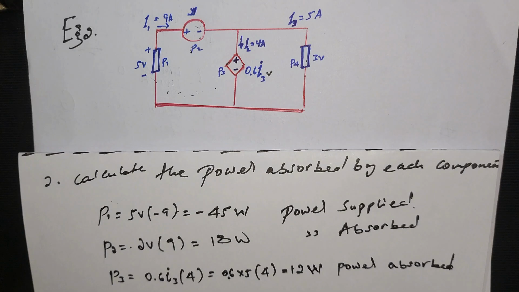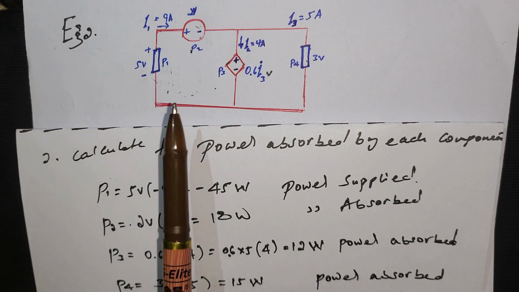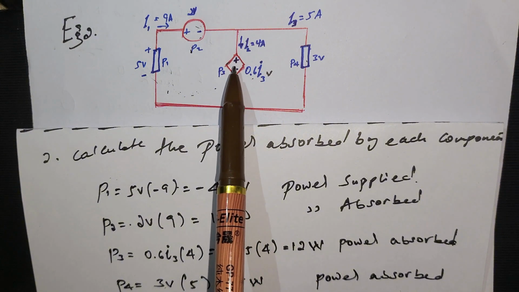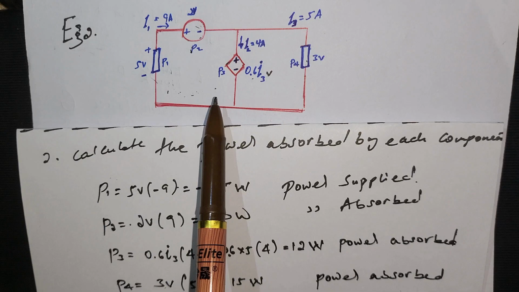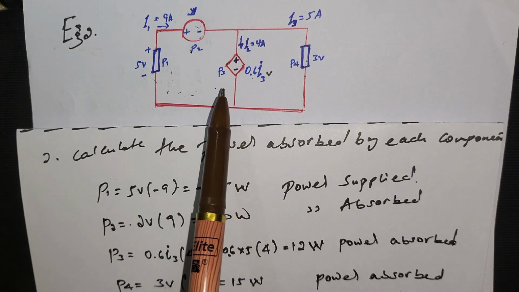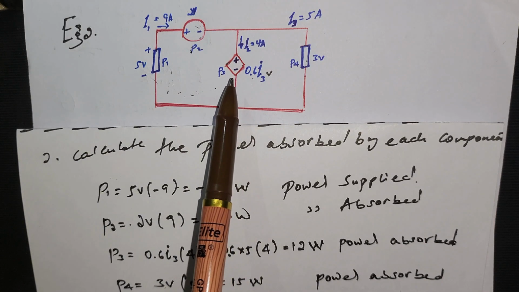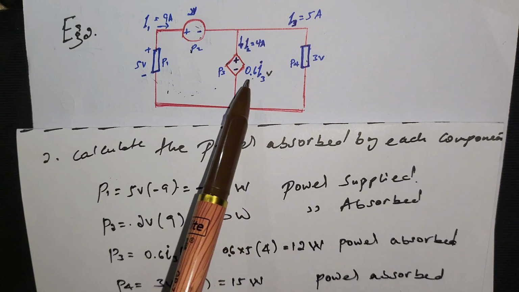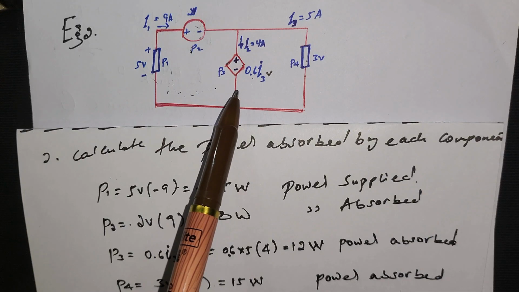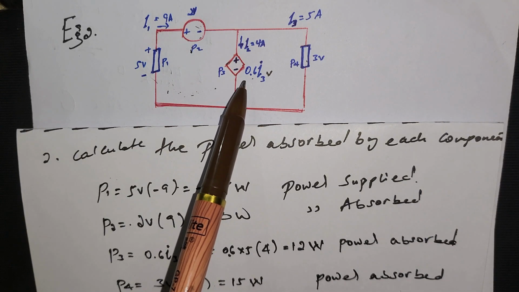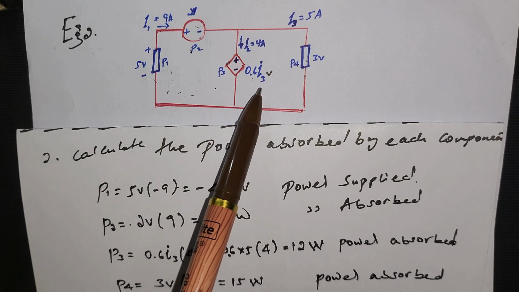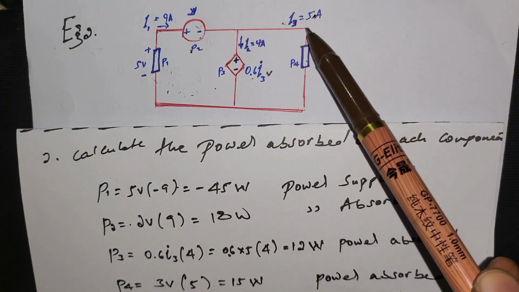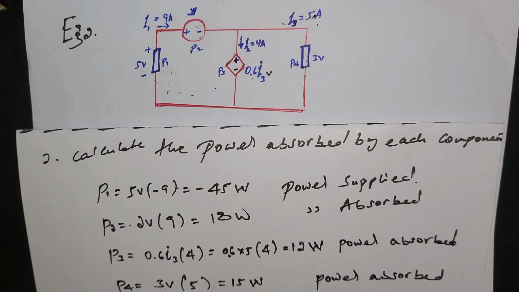For the third, P3, as you see, the direction of the current shows that the current enters into the positive terminal to the negative. It is a dependent voltage source, a current controlled voltage source. To calculate the power P3, the voltage is given by 0.6 of I3. I3 is right here. It is the current on this branch. It's given by 5 ampere.